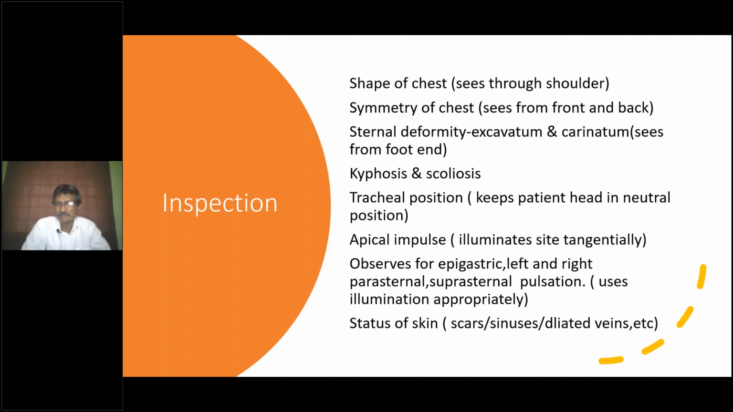The shape of the chest. You have to see it through the shoulder. You look for the anterior-posterior diameter and the transverse diameter. So why is the shape of the chest important in the cardiovascular system? In the respiratory system, we had its own explanation. In the cardiovascular system, why is the shape of the chest important?